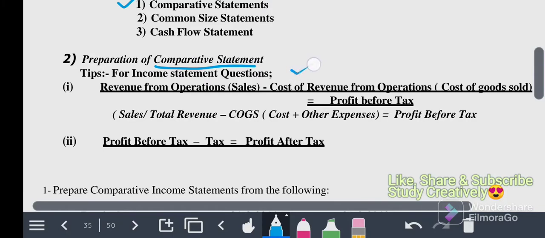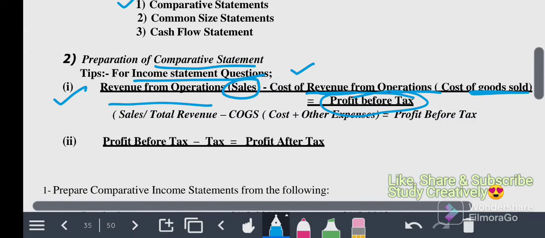Here we have a tip for income statement questions. As we know about the profit and loss account, we start with the revenues and then we have expenses. Then at the end, we have the total of them. The first thing is revenue from operations, where your P&L account begins. Revenue from operations, which is sales, minus cost of revenue from operations, the cost of goods sold, gives profit before tax. So how do you calculate profit before tax?